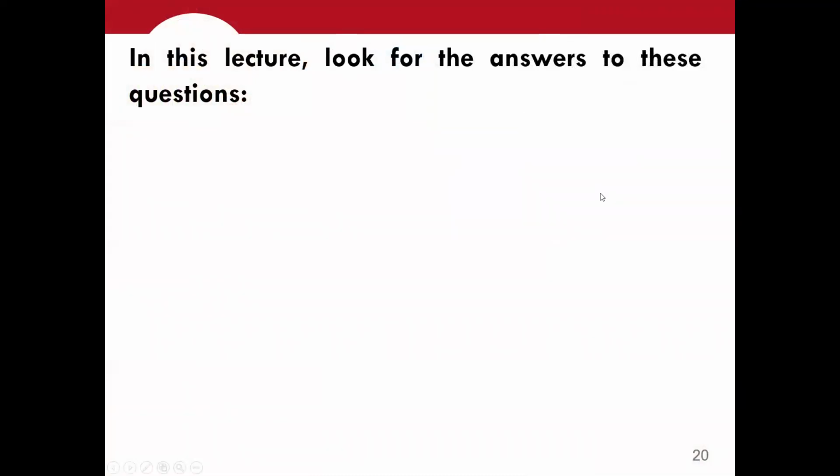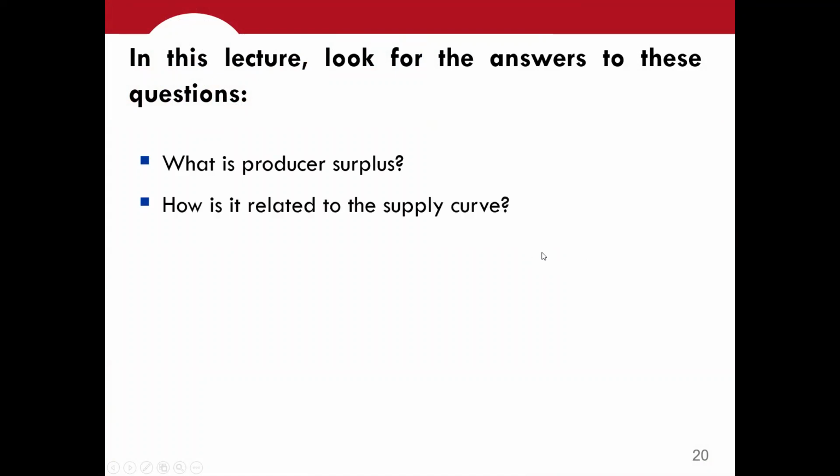Particularly for this lecture, we'll answer two main questions. The first question is, what is producer surplus? The second question is, how is it related to the supply curve? And before we delve into this concept of producer surplus, I want us to look at the relationship between cost and the supply curve, because it's an important component of the producer surplus concept.